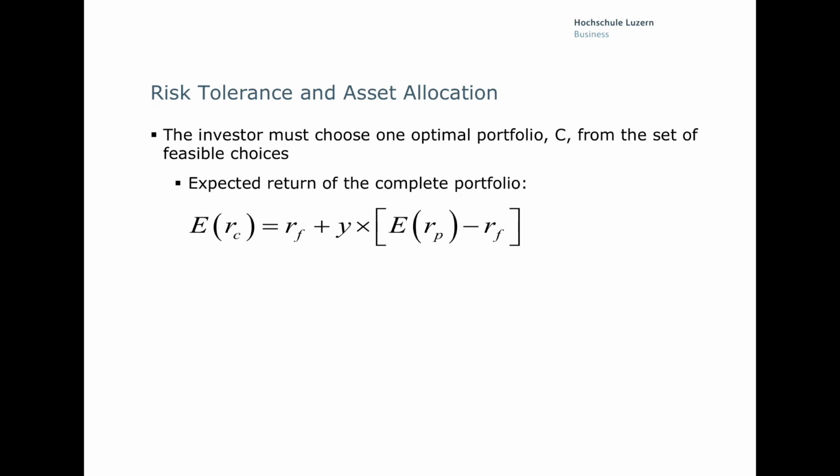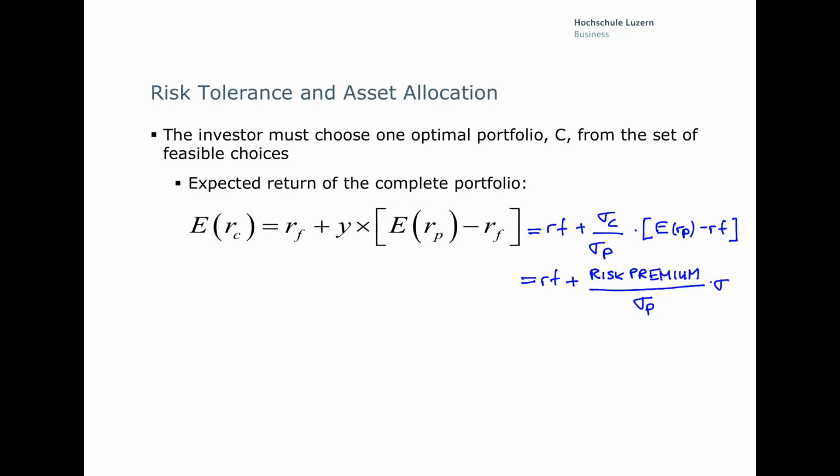Risk tolerance and asset allocation. From the previous session, we have learned that the expected return of the complete portfolio is a function of its standard deviation, resulting in a straight line called the capital allocation line, which is defined by the intercept RF and the slope, which is the risk premium divided by its standard deviation. This is also called the Sharpe ratio or reward to volatility ratio.